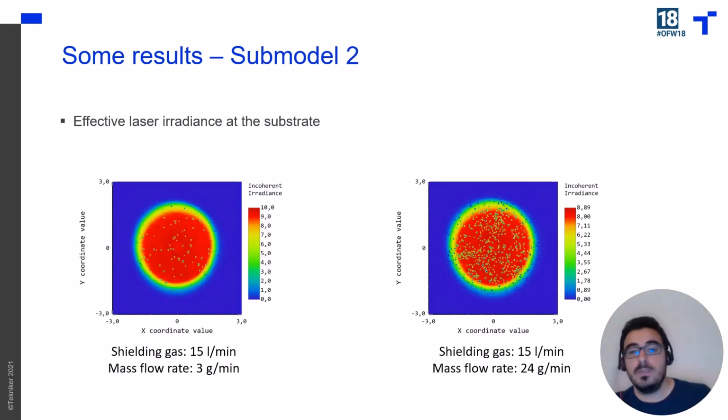We now show some results from the ray tracing submodel. In this step, the most interesting output for us is to have the effective laser irradiance at the substrate and also in the interaction volume. As an example, I'm showing here the results from two virtual detectors, one for a case with a low mass flow rate of 3 grams per minute and one with a high mass flow rate of 24 grams per minute. As you can see, the particles cast tiny shadows and steal some energy from the laser. For higher mass flow rates, the effect is more intense than for lower mass flow rates.